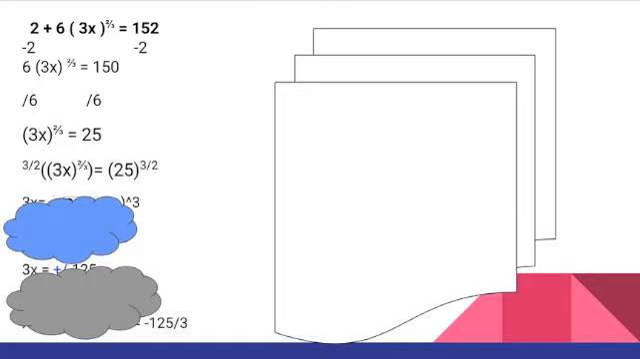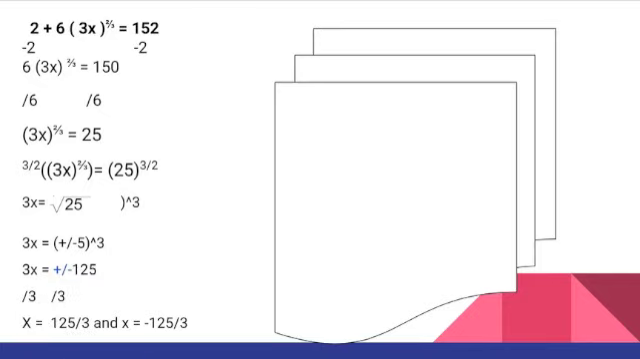Now we want to raise each side to the reciprocal power of 3 over 2. And we get 3x equals the square root of 25 raised to the 3rd power. And then because it's an even root, we will get both plus and minus 5 raised to the 3rd power. So we get 3x equals plus or minus 125, divided by 3. And we get x equals 125 over 3 and x equals negative 125 over 3.